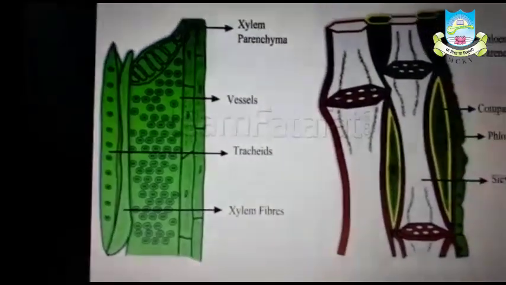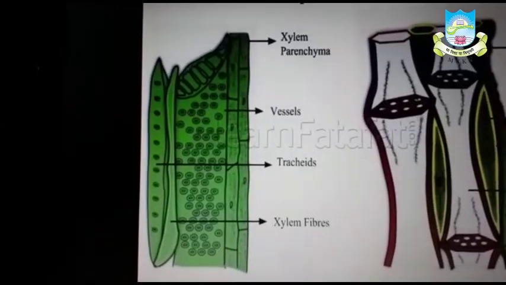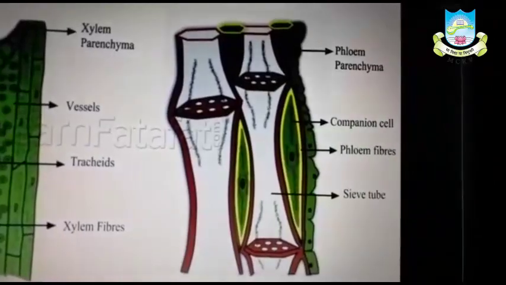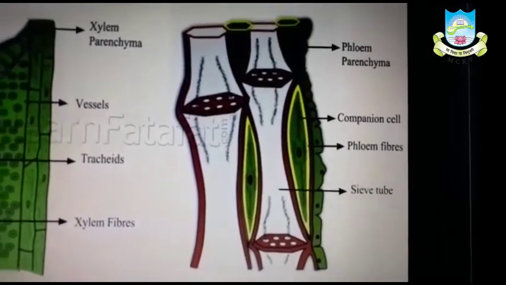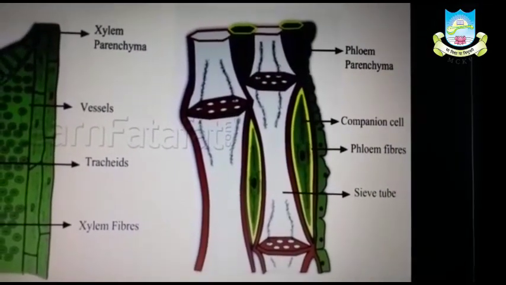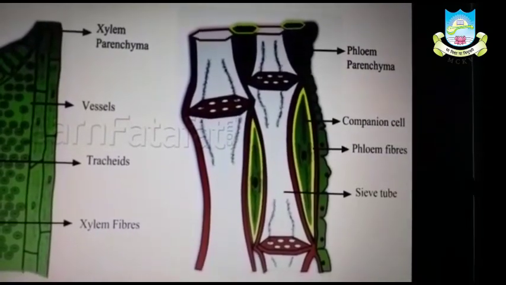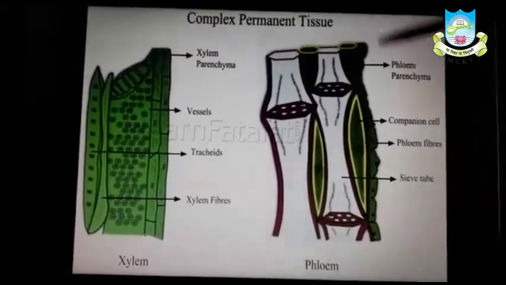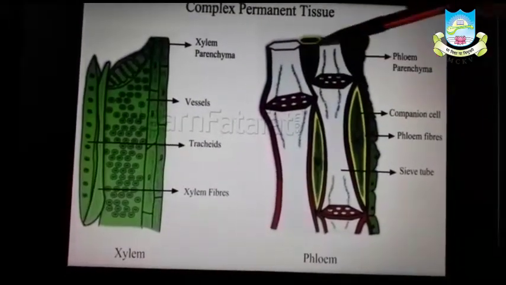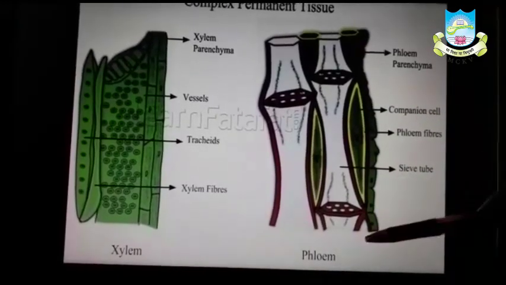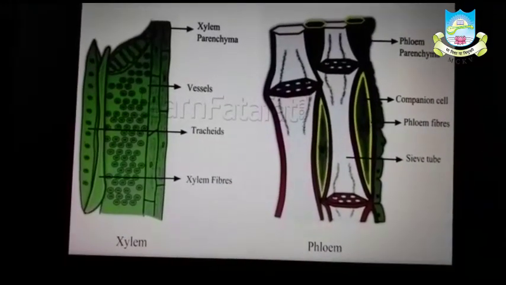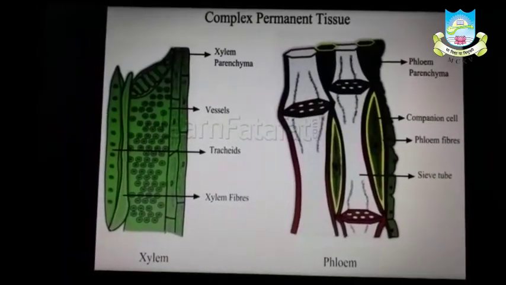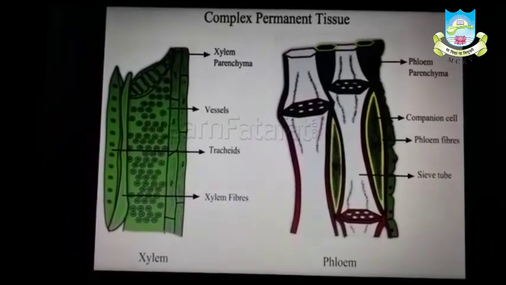Then what is the function of the xylem tissue? It transports water. Next is phloem. In the phloem tissue, all cells are living. Here also we can see phloem parenchyma, companion cells, phloem fiber and sieve tubes. Here also it makes a long tube-like structure with perforated cell walls in between them through which food can easily pass. Then what is the function of the phloem tissue? It helps in translocation of food.